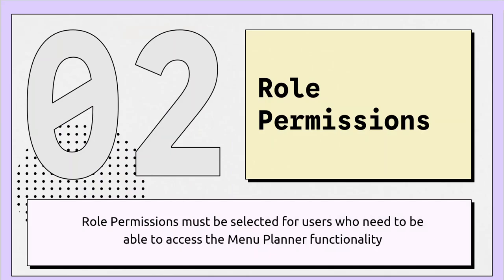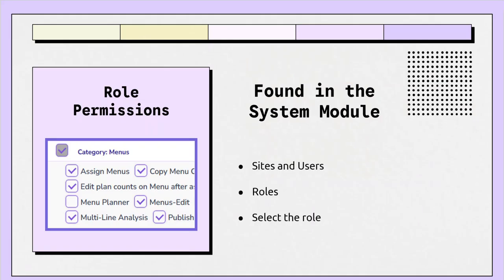There is also a role permission to give access to this feature. You can add this permission to the appropriate users while you're waiting for the system setting to be set. It is a single permission labeled Menu Planner found in the Menu Planning section of the roles and is in the category labeled Menus. You'll select that permission and update the role.